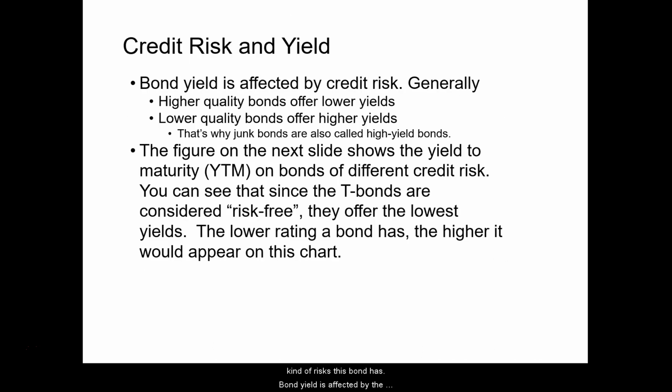Bond yield is affected by the credit risk of the bond. So generally, if we have high quality bonds, the bonds come with pretty low credit risk. Those bonds will offer lower yields or return. If we have lower quality bonds, the bonds with very high risks, they have to offer higher yields. Remember, we just mentioned that junk bonds actually have to offer pretty high return to attract investors, because otherwise, why would investors invest in those junk bonds?